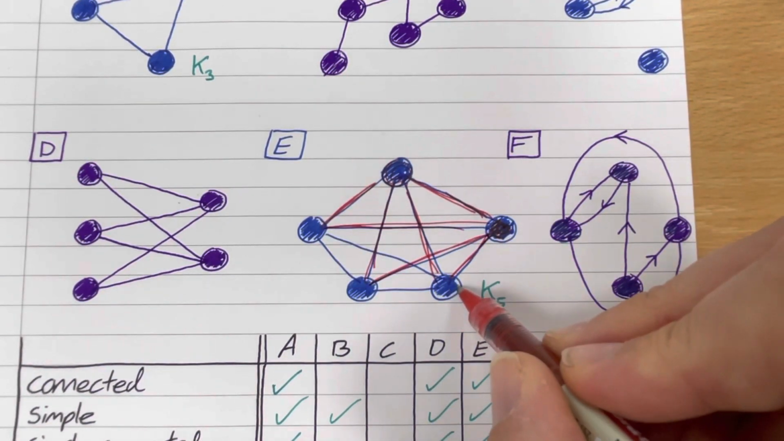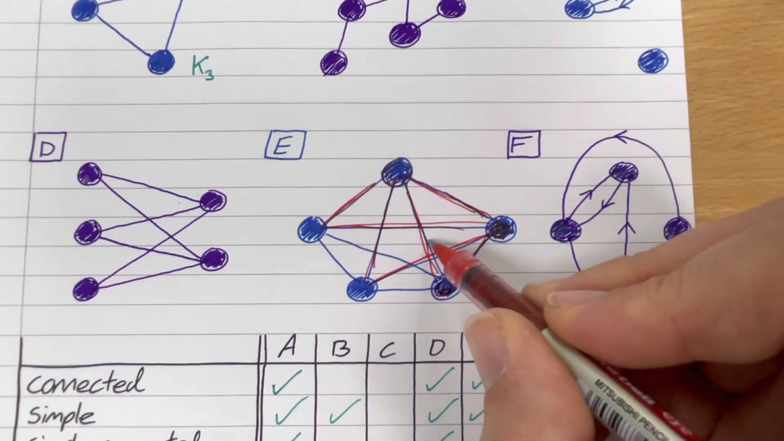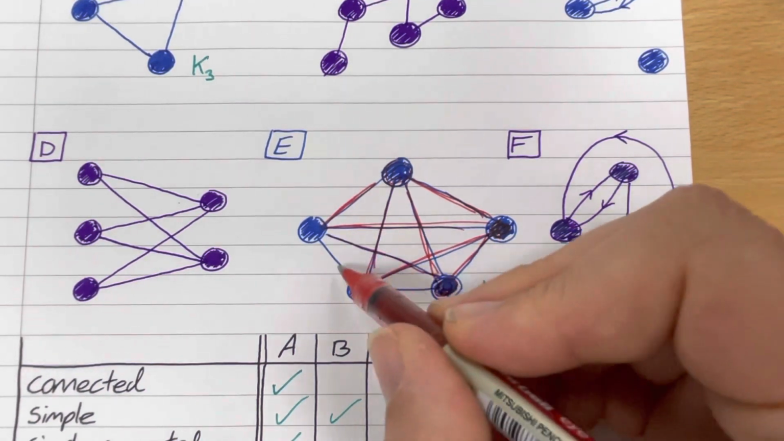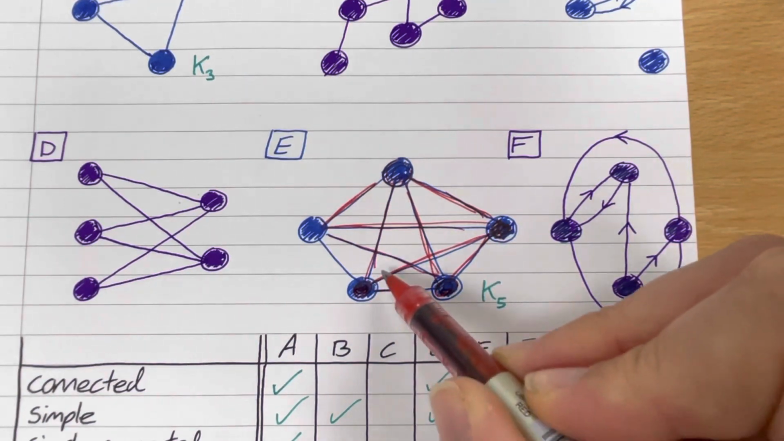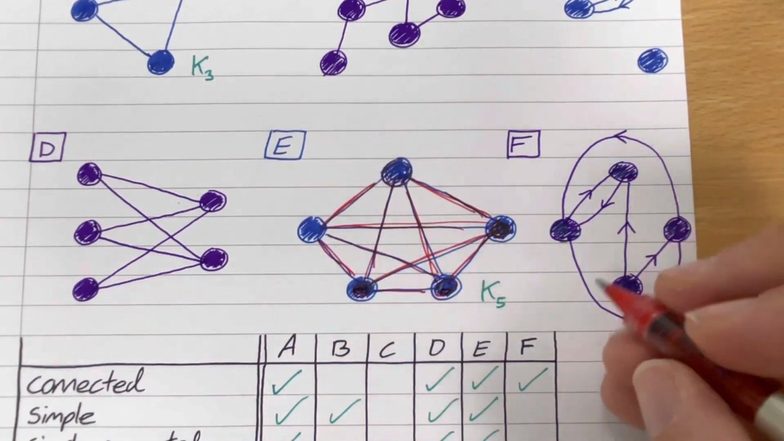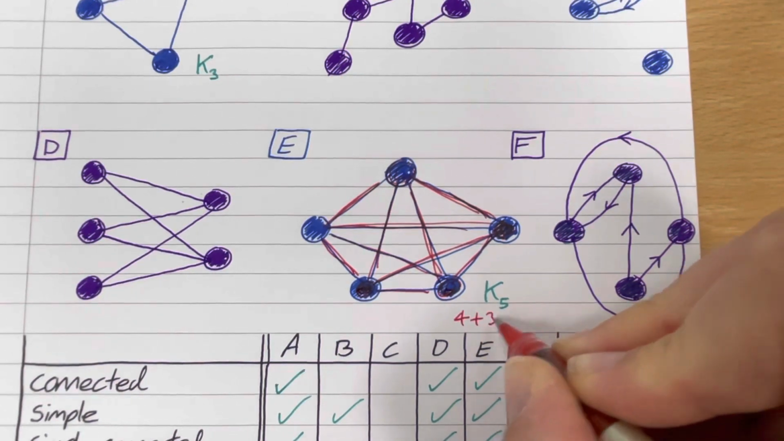And then I can move on to this one, and then 2 have gone, so I need to count 2, so that's plus 2. And then finally move to the last node here. 3 have gone, and there's only 1 left. So it was 4 plus 3 plus 2 plus 1.